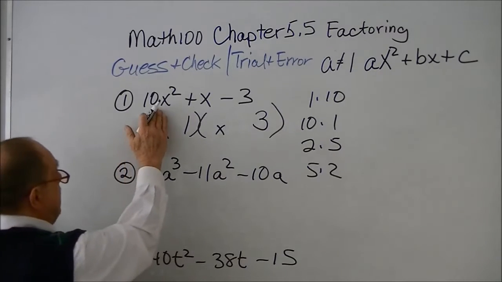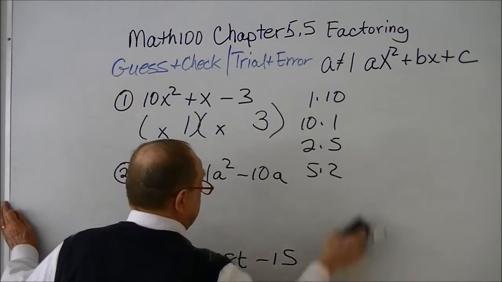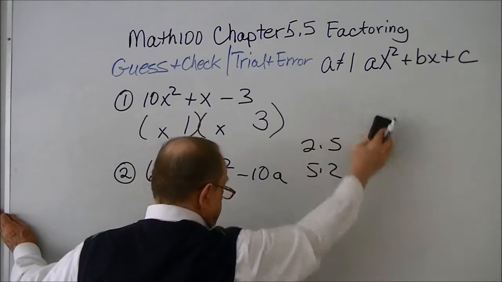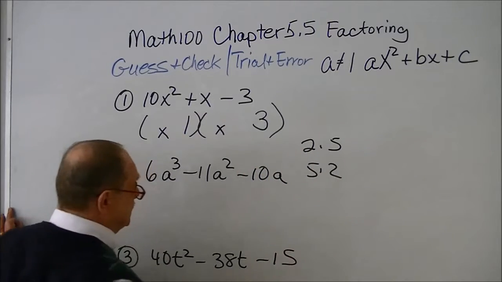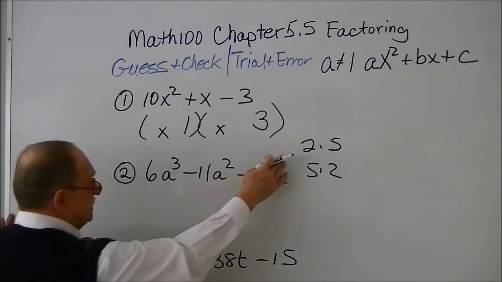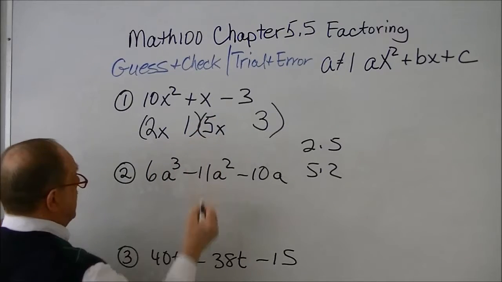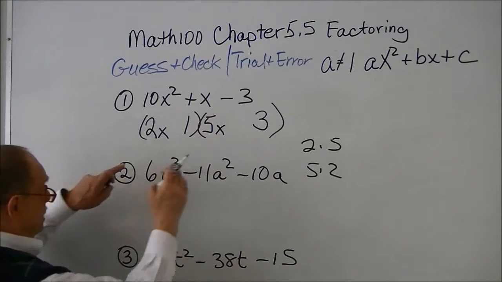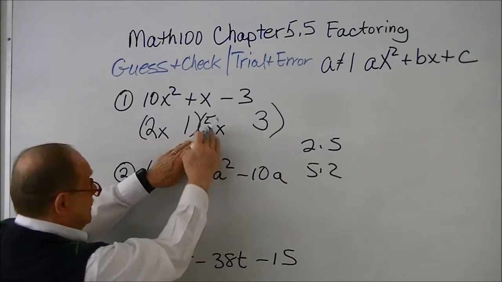Now I'm going to say, because the difference is only 1 and this is a 3, that the 1 and 10 are out. So I'm going to stick with either a 2 and a 5 or a 5 and a 2. So what do I do? Well, I guess and check. So I'm going to try this first one, a 2 and a 5. And now I FOIL. This is a 6. This is a 5, and the difference is 1.